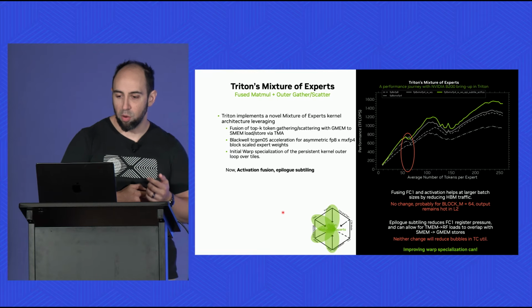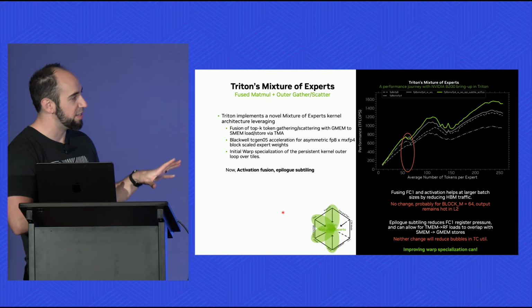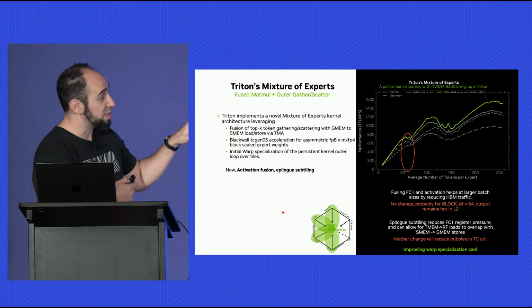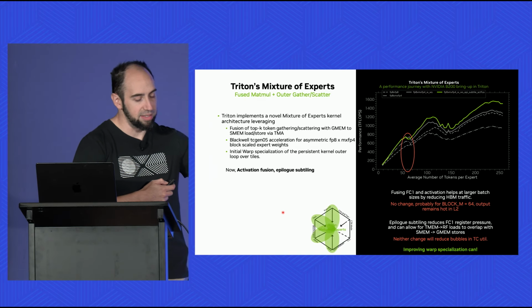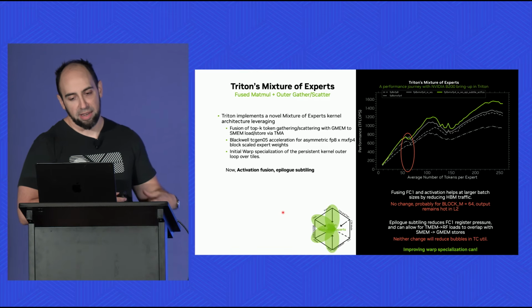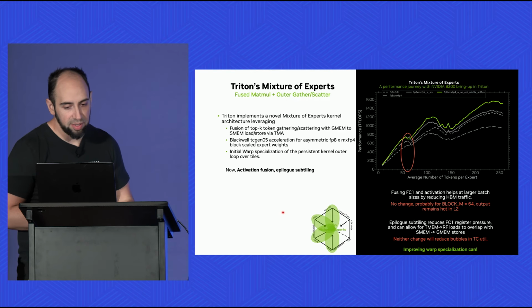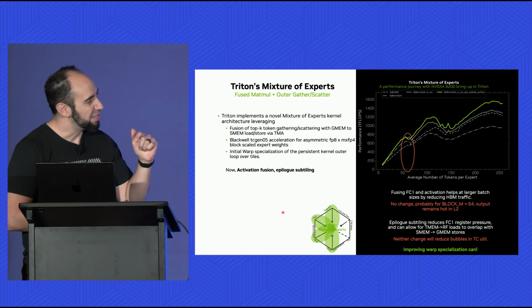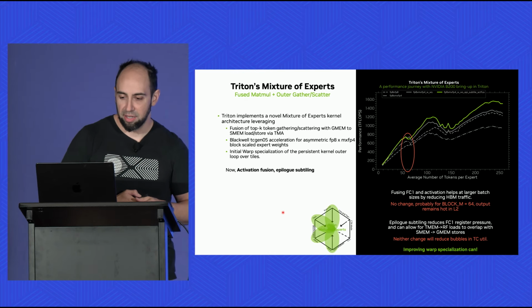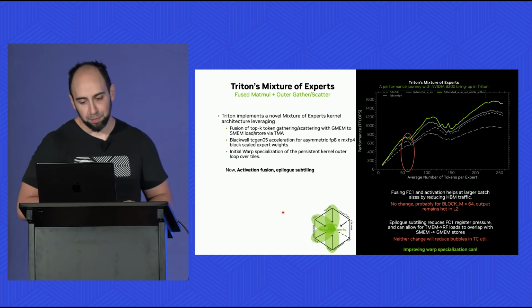We'd like to see some more uplift here. We don't really see a change here. This kind of makes sense: probably for the smaller batch sizes, the output tile is staying hot in L2, and so we don't benefit a lot from fusing the activation. And like I said, the epilogue subtiling, we don't expect to change the main loop performance too much.